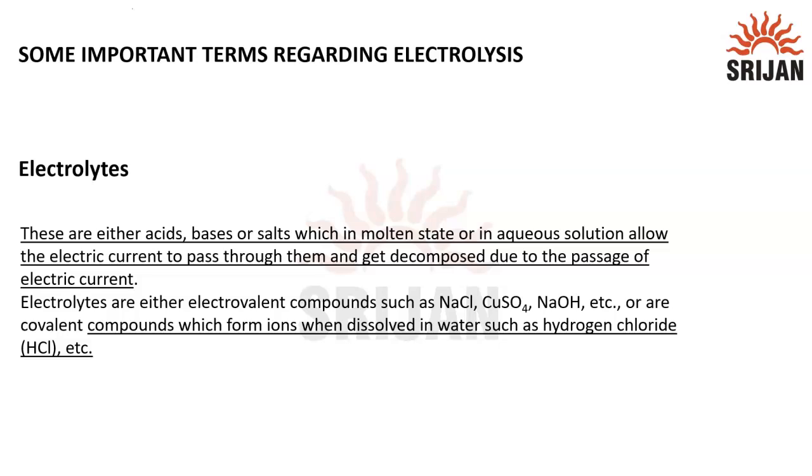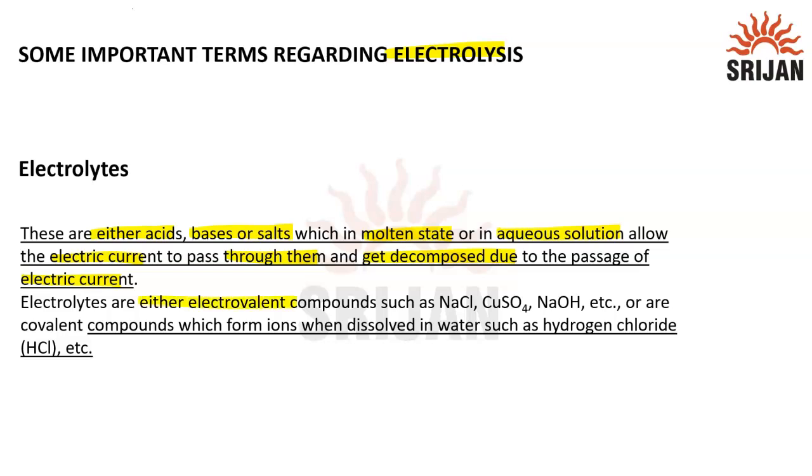In this video, we will learn about some important terms regarding electrolysis. Electrolytes. These are either acids, bases, or salts which in molten state or in aqueous solution allow the electric current to pass through them and get decomposed due to the passage of electric current.